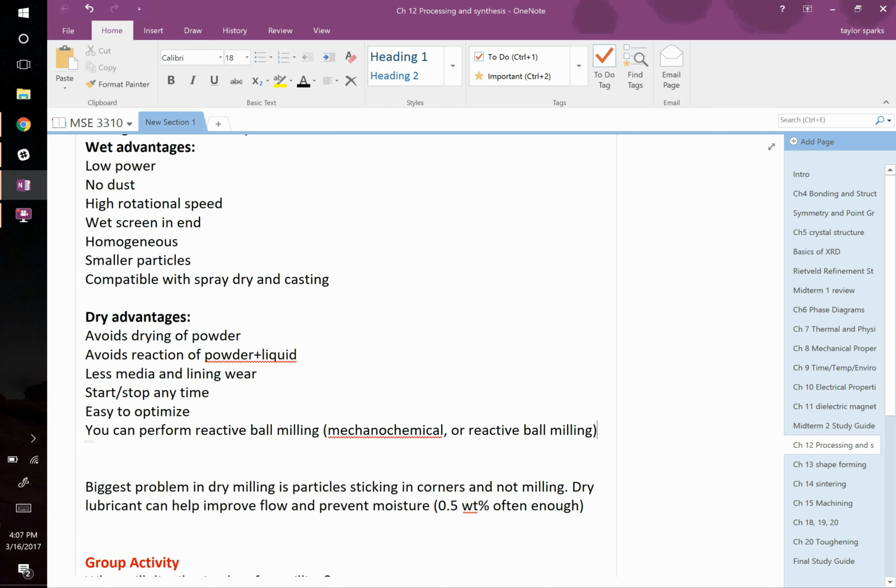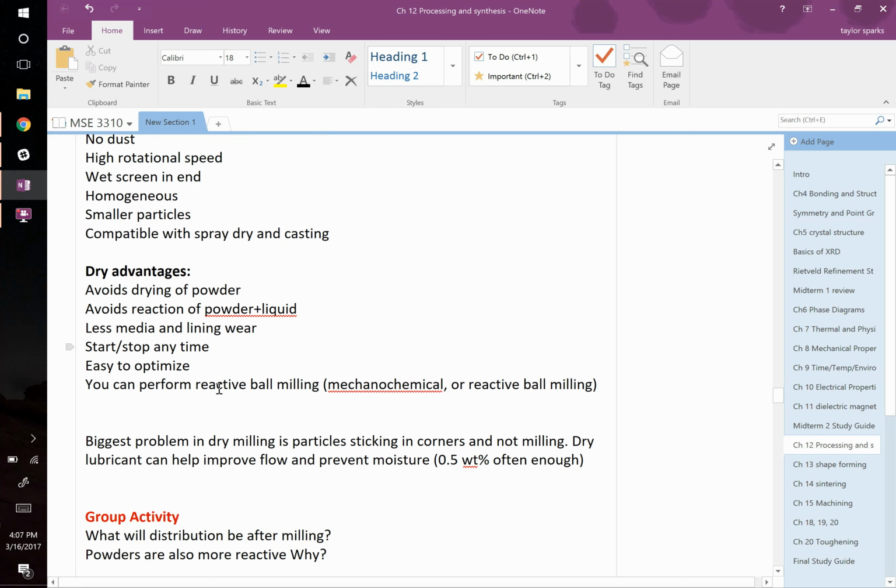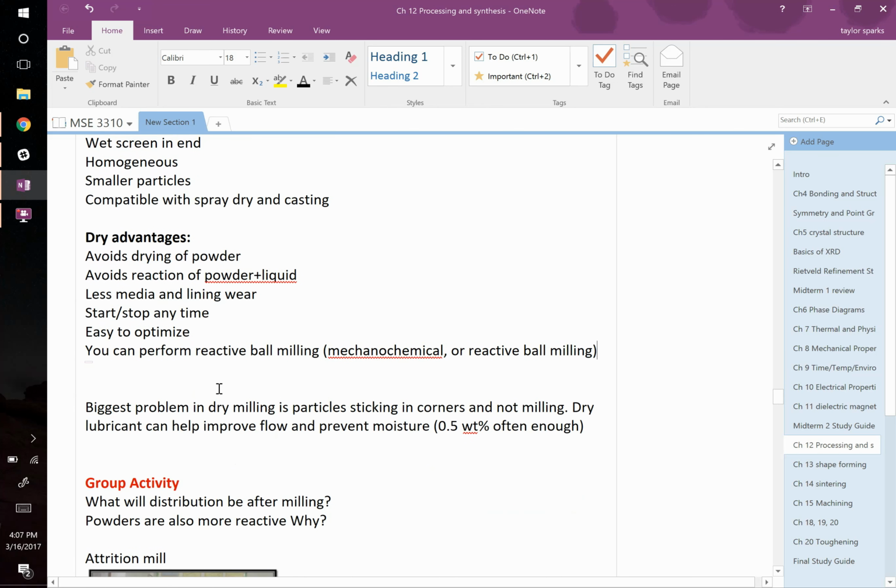Right? These are all terms that are talking about the same thing. Basically, you're doing your ball milling step, but you're letting it get so hot that the reaction is occurring in there, rather than in a subsequent heat treating step. The biggest problem with ball milling, for sure, if you dry mill, is particles sticking in the corners and then not getting milled up. You can end up with other problems.